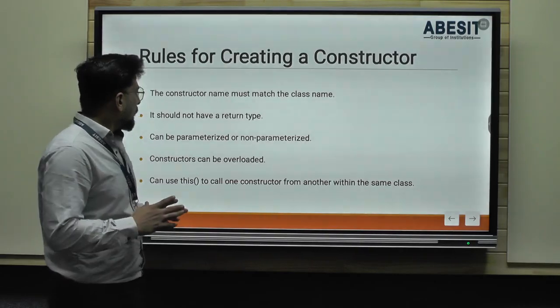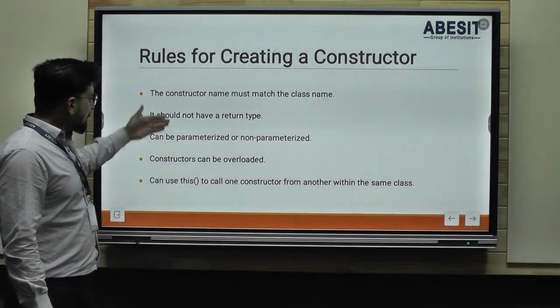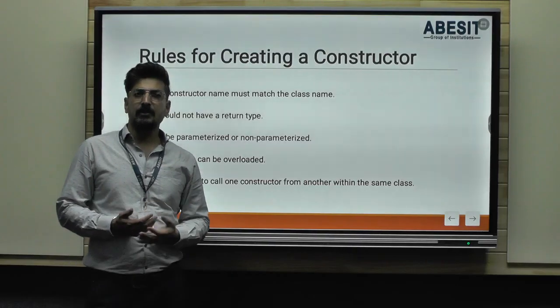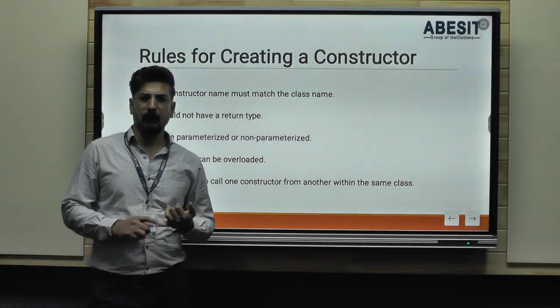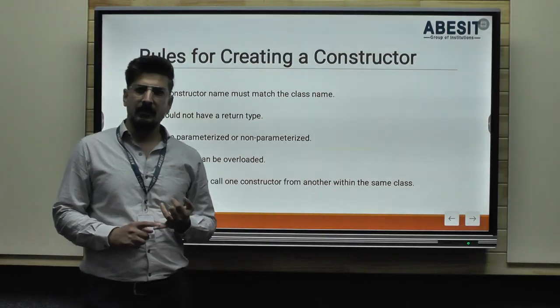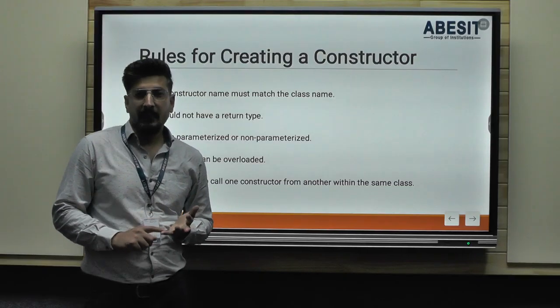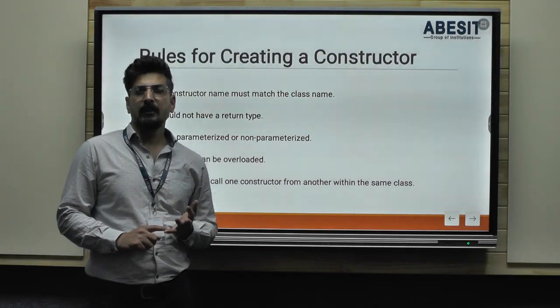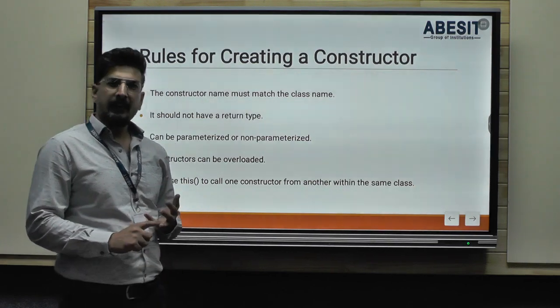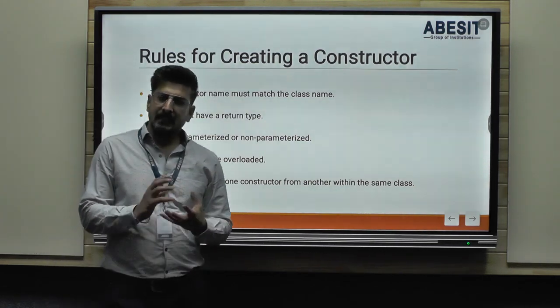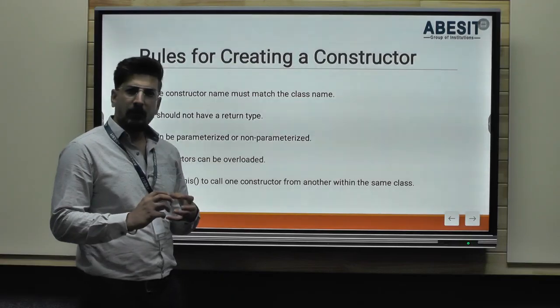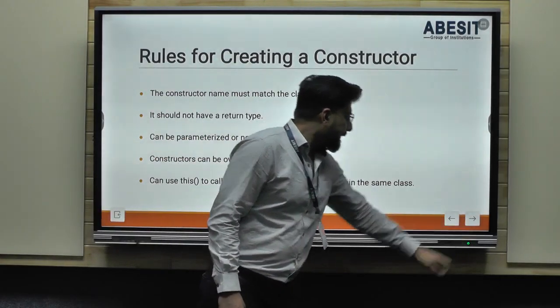Okay, so we have just discussed how we are creating the constructor. Constructor rule number 1: the constructor is there in the class. It has the same name as the class itself, and third one, it doesn't contain any return type. So these are the things to create a constructor in Java.